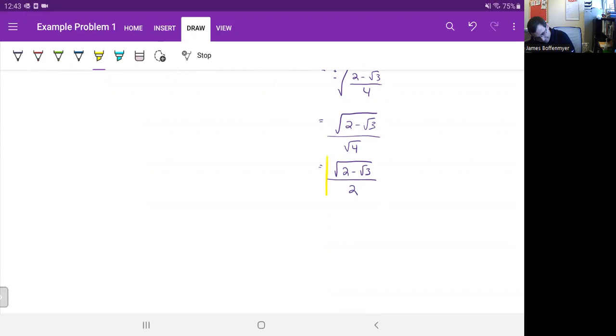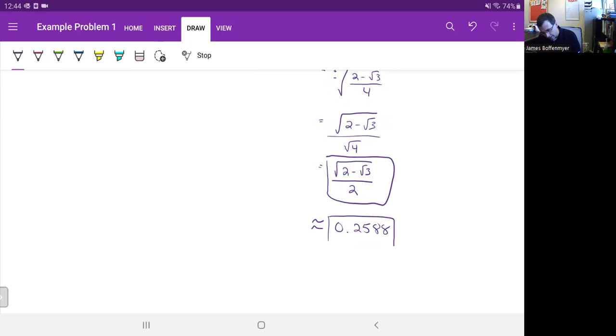Okay, this would be your exact answer. As a decimal, if you were to put this in a calculator, because sometimes MyMathLab or the program that you're using would want you to put it as a decimal, it would be equivalent to 0.2588. Okay. So that would be the exact answer, and then that would be the decimal answer.